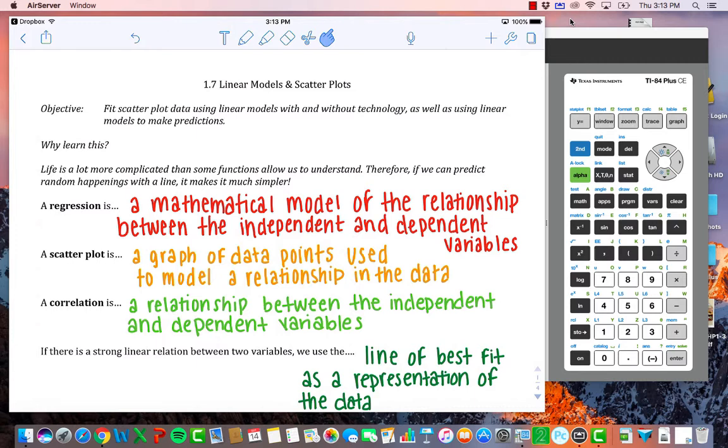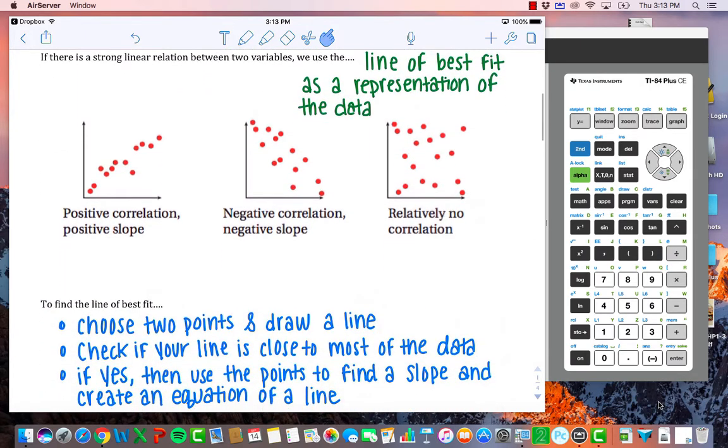When something has a strong linear relationship, we're going to use that line of best fit as a representation or mathematical model of the data. We're also going to use it to predict different values and see if it's actually realistic. So remember that a positive correlation looks like a set of points that's going up in a positive slope. A negative correlation looks like a set of points going down in a negative slope. And when something has relatively no correlation, it just looks like a set of points being graphed everywhere.